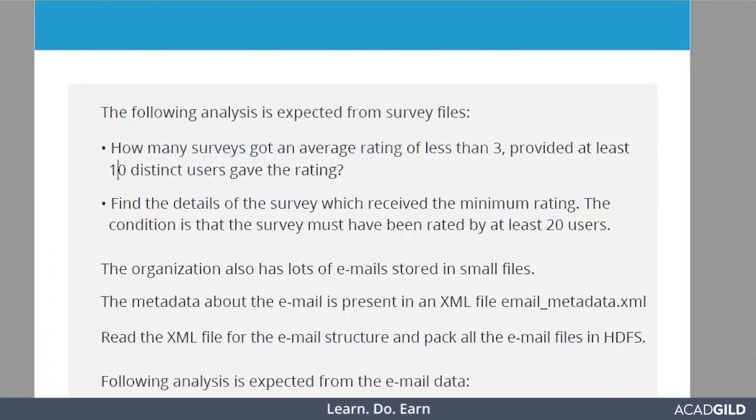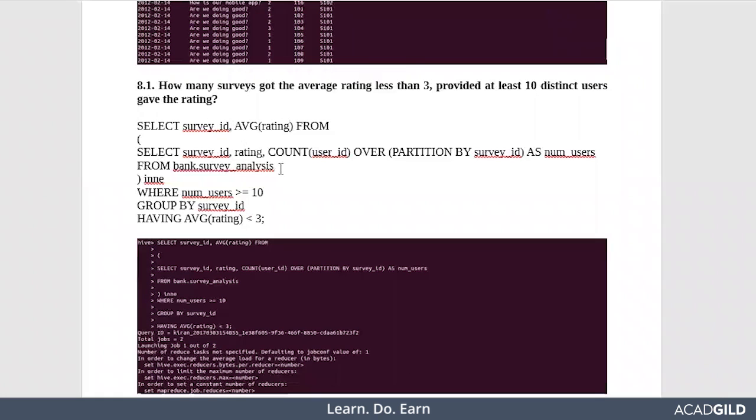So for that, we are writing an inner Hive query, in which we are getting survey ID, rating, and then we are counting the user ID partition by survey ID as number of users. So this particular query will give you distinct users. Now we are giving an alias as number of users. Now we are giving a condition where number of users is greater than 10, group it by survey ID, and then the average rating should be less than 3.